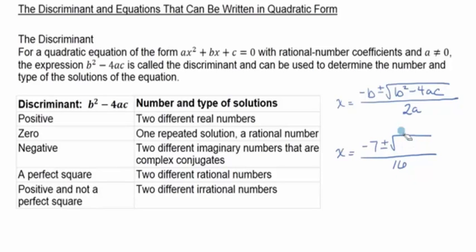Okay, and let's say that this is a positive number under here, but it's not a perfect square. So something like 13. So we can't simplify that anymore. We'd end up with negative 7 plus the square root of 13 over 16, and negative 7 minus the square root of 13 over 16. So we do get two different irrational numbers. And so you can see that the b squared minus 4ac is really going to have all the bearing on what kind of solutions we're going to have.